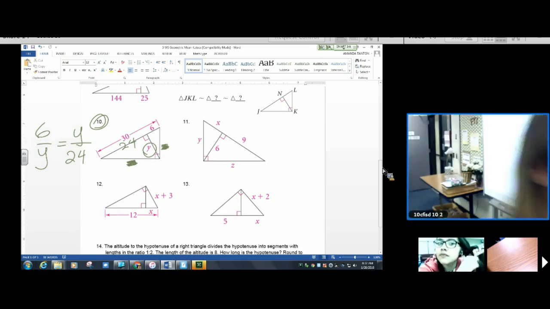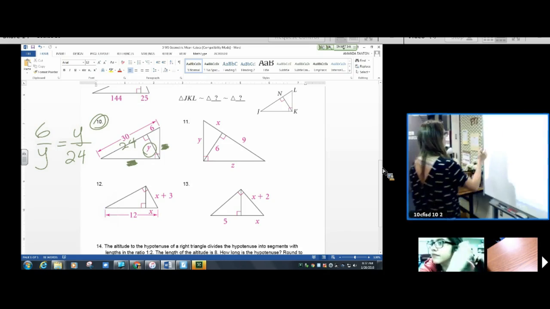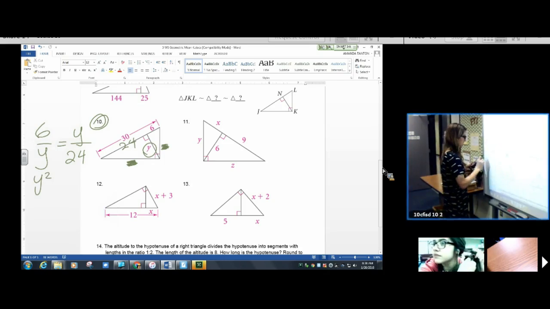So all we're doing now is literally the square root of the product. We're doing y squared equals 6 times 24. Oh, look at that. Beautiful. 144. Y is 12.